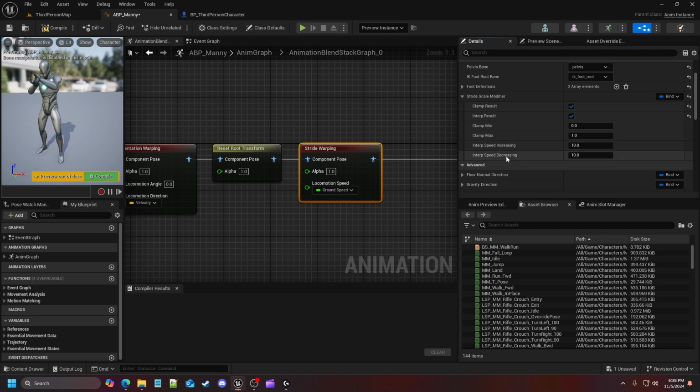Then we have our clamp min max, and then our interp speed increasing, decreasing, right? So our clamp minimum sets the minimum allowable stride scale, while the maximum sets the maximum allowable stride scale. Unfortunately, I don't have too much information on it besides that basic information for the clamps, but that's what that's doing there. And then for the interp speed, decreasing and increasing. For the increasing, this defines the speed at which the stride scale increases. So once we hit 10, the stride will start picking up and increasing and get us our desired results.